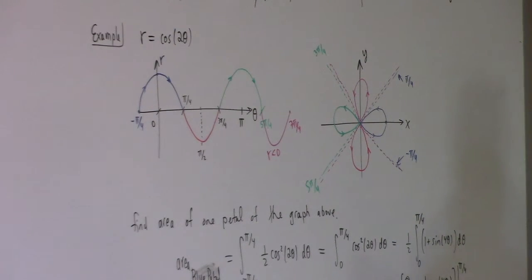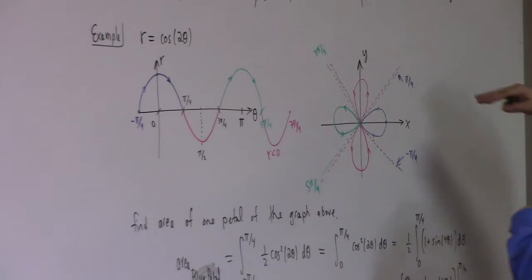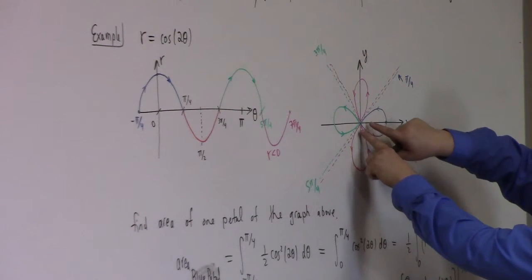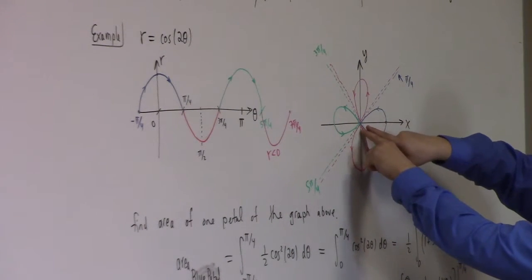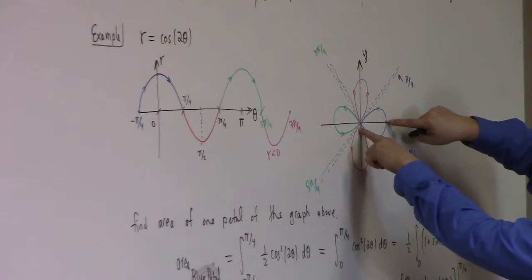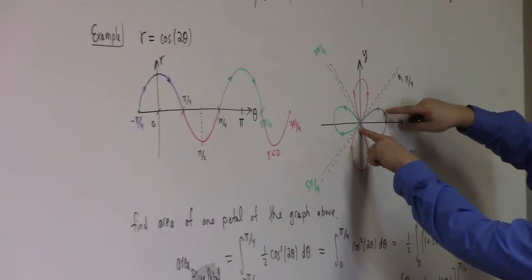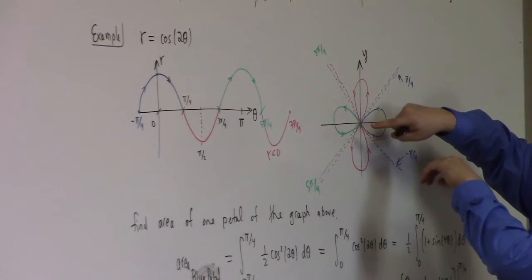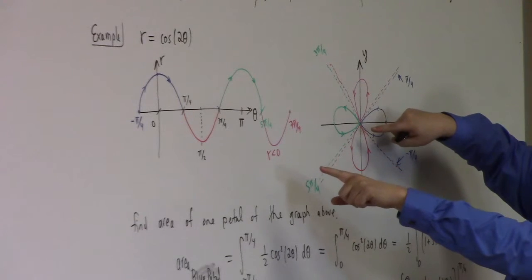The graph that corresponds to this part of the polar graph is stuck between these rays, plus or minus pi over 4. It starts at 0 at minus pi over 4, let's say, traces out to 1 at theta equal to 0, and then comes back to the origin. That completes the story of the blue part of the polar graph.